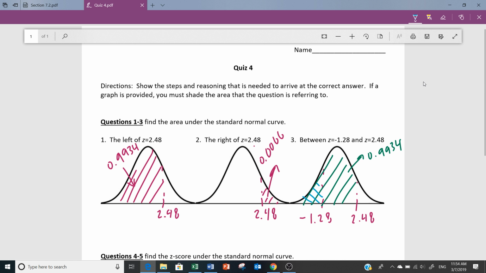Good. And then we want to get rid of this area here, this negative 1.28. So what am I going to do with the two areas? Subtract. So I want to do NORM.S.DIST of this one, which I already did. It's 0.9934. And then NORM.S.DIST of negative 1.28 to get this blue area, and then subtract them to be left with the area in the middle.